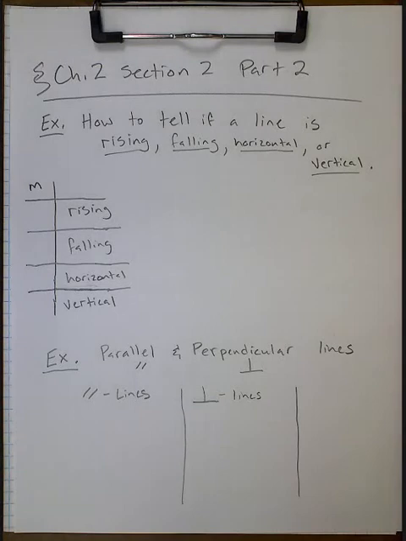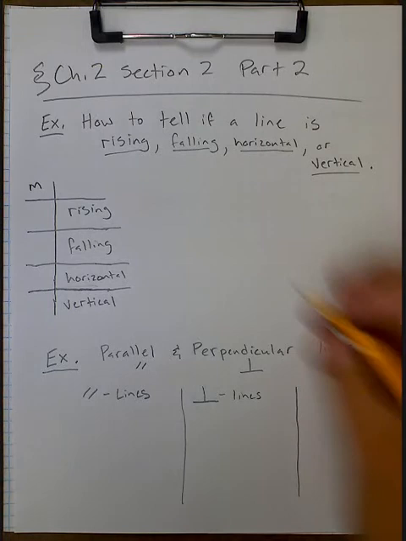Okay, Algebra 2, Chapter 2, Section 2, Part 2 notes. In this video, I'll tell you how to tell if a line is rising, falling, horizontal, or vertical by examining their slope. We'll also talk about the slopes of parallel and perpendicular lines. Okay, how to tell if a line is rising, falling, horizontal, or vertical.